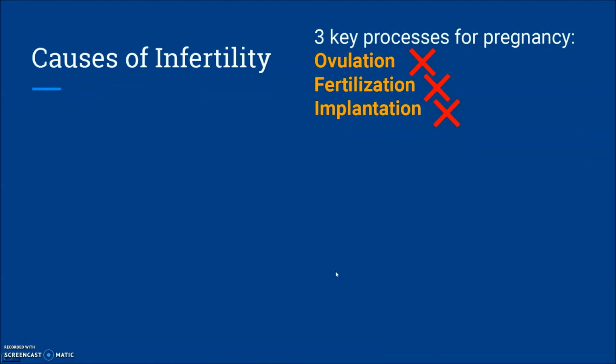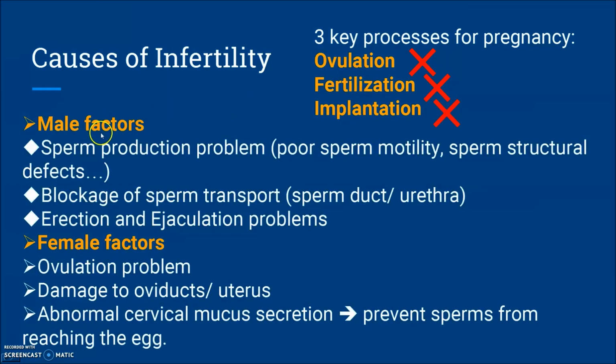But we cannot only blame the woman for the infertility, although these 3 processes take place in the female body. How about the male's responsibility? For example, if the male cannot produce sperm properly, such as poor sperm motility or abnormal sperm structure. For example, the tails are too short, or the neck is too short to contain enough mitochondria, so there is not enough energy for the sperm to swim. So fertilization cannot occur at all.